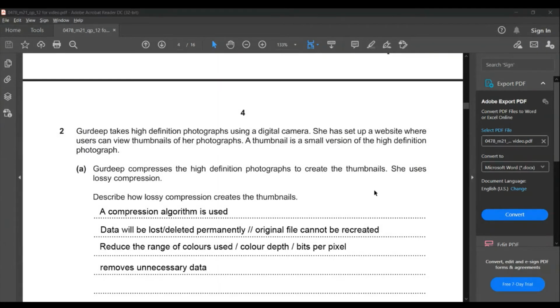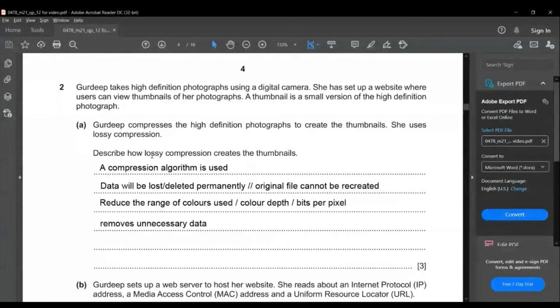The second question is: Gurdeep takes high definition photographs using a digital camera. She has set up a website where users can view thumbnails of her photographs. A thumbnail is a small version of a high definition photograph. Gurdeep compresses the high definition photograph to create the thumbnails. She uses lossy compression. Describe how lossy compression creates the thumbnail.